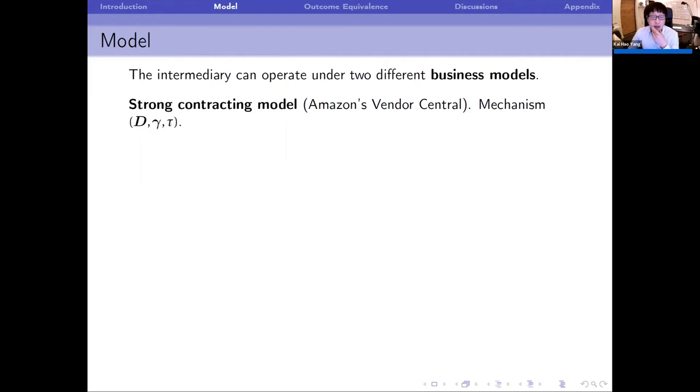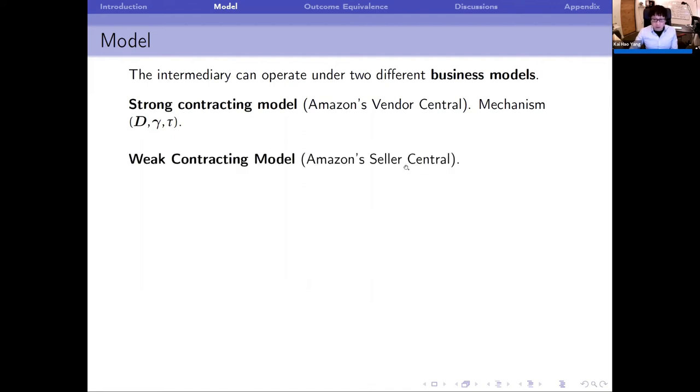Okay, thank you. One thing I'd like to remark is that this strong contracting model is exactly the retail model that I just mentioned for Amazon Vendor Central. Although Amazon Vendor Central acts as a retailer, in a strong contracting model the intermediary is able to contract on everything. So the intermediary could just contract on the prices and information that it would have used when it already got all the products from the seller and acts as a retailer. So this strong contracting model in the background is going to be an approximation of Amazon's Vendor Central, as mentioned in the introduction.